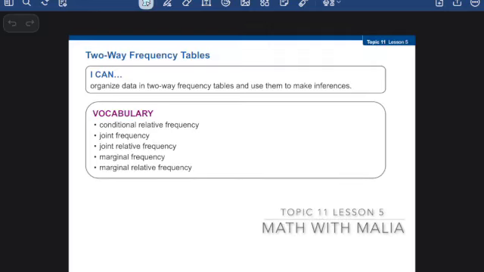Today we're covering Savvas enVision Algebra 1, Topic 11, Lesson 5, Two-Way Frequency Tables. After this lesson, you will be able to organize data in two-way frequency tables and use those tables to make inferences. We've got some new vocabulary: conditional relative frequency, joint relative frequency, marginal frequency, and marginal relative frequency, and we'll learn what those definitions mean.